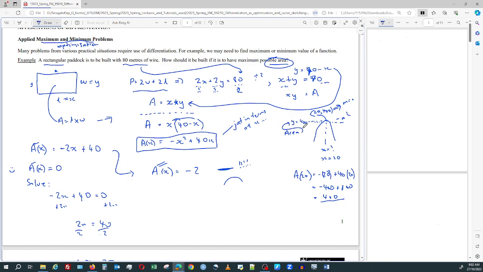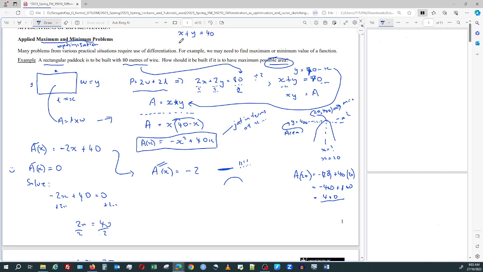This is the area graph of A of x, which is the y value, but that's not the y of the assigned variables. That's not x plus y equals 40. So we better resolve that. x plus y equals 40, that was what we introduced. We could have left it as w and l. Maybe that would have been wiser.